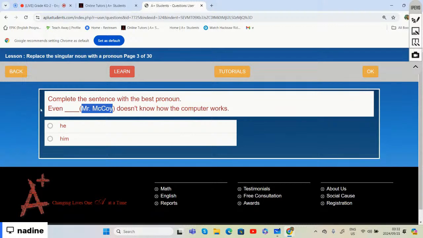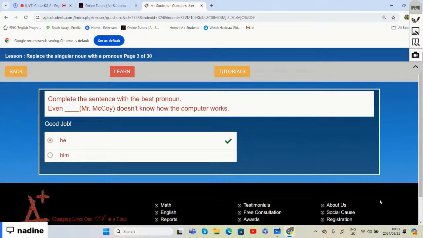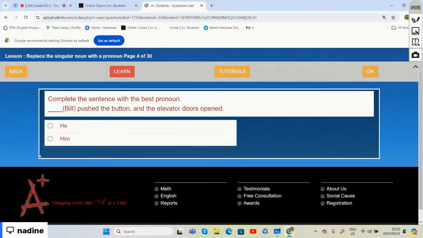All right, let's choose option one. It says even he doesn't know how the computer works. Well done. Let's do the last one and then we're going to the plural nouns. It says Bill. We need to replace Bill. Bill pushed the button and the elevator doors opened. So if we replace Bill, do we say he pushed the button and the elevator doors opened, or do we say him pushed the button and the elevator doors opened? Which one is correct?